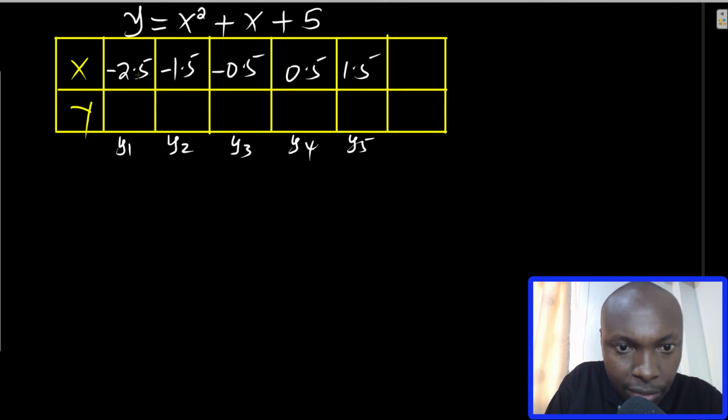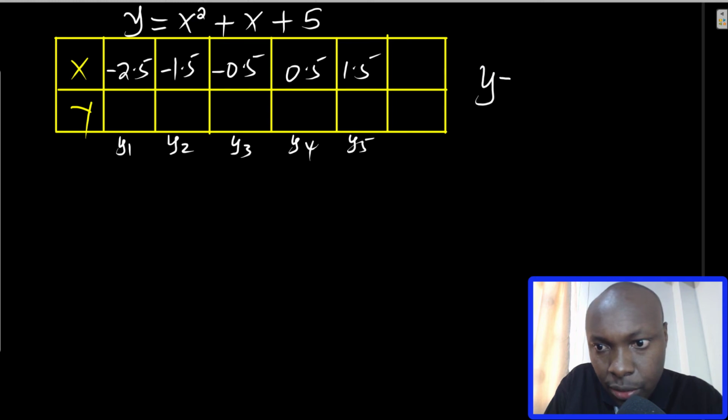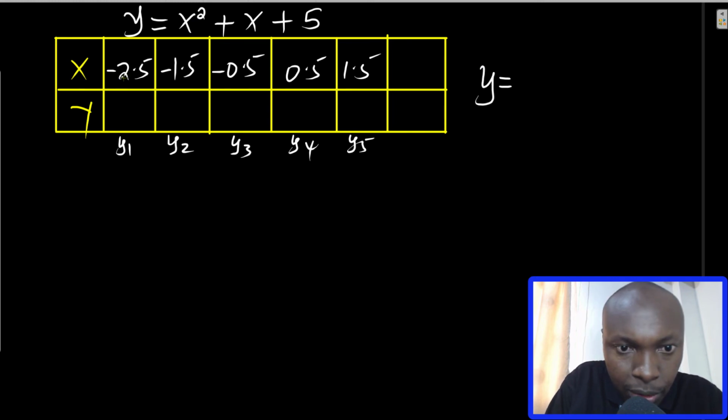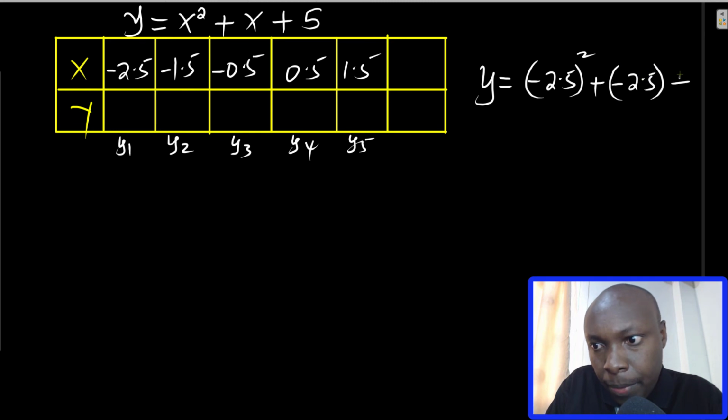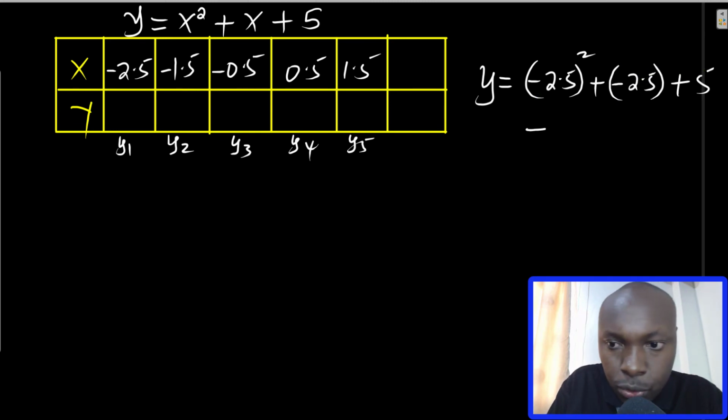So when x is -2.5, we need to put this on very well using the bracket. Let me just demonstrate the first one, y. For example, we are supposed to put the brackets when x is -2.5. So this would be (-2.5) squared. That is how we're supposed to feed it. Then plus (-2.5) plus 5. So that is how you're supposed to carry out the substitution, by putting the brackets like that, especially when you have negatives, to avoid confusion. So when x is -2.5, just feed it in that function.